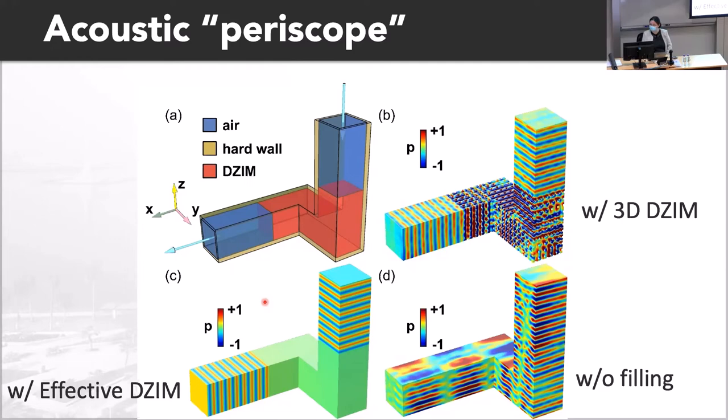I see there's a question on the chat box. Is there a typical value of transmission coefficient of 3D acoustic, this double zero index material? Transmission coefficient, yeah. So I guess his question is, if it's not very carefully designed, what kind of value will you obtain?